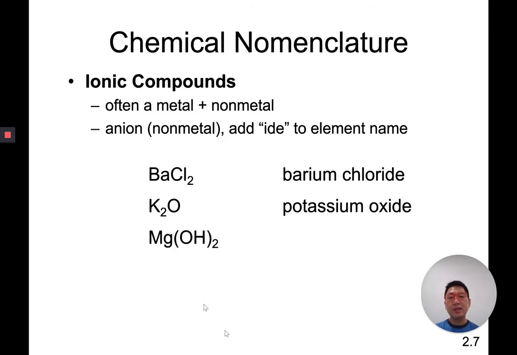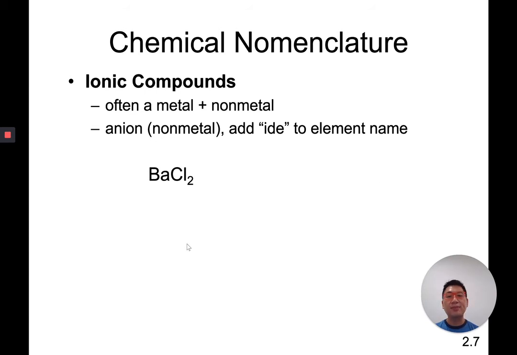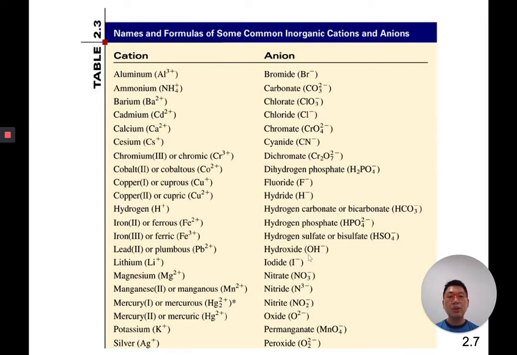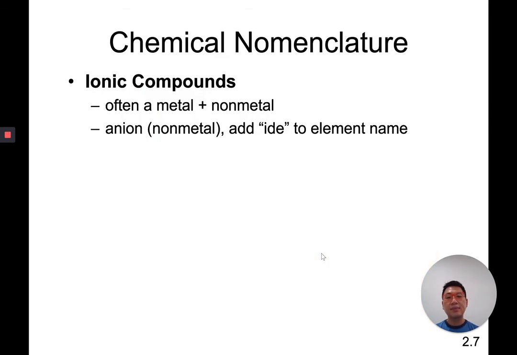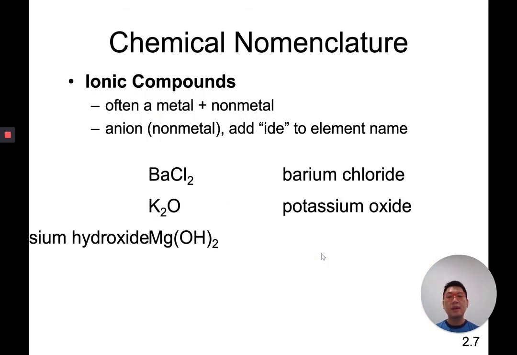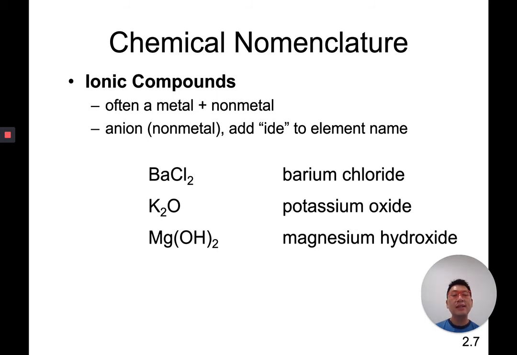Mg(OH)2. You know it's magnesium. Okay, so we'll look up OH. I know it's going to be called magnesium, whatever OH is called. Let me go back to that table. OH is right here. It's a special name. It's a polyatomic ion called hydroxide. OH is called hydroxide. Mg(OH)2 is called magnesium hydroxide.